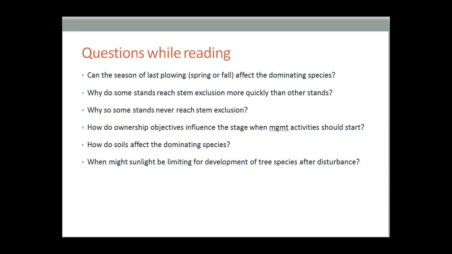Ponder how soils affect the dominant species, and when sunlight is going to be limiting for the development of tree species after disturbance. Or is there a type of disturbance, or more aptly, a pre-disturbance stand structure where the conditions of that stand are going to result in a limit to the amount of sunlight that's available for the establishment of trees. Okay, so this concludes Lecture 3 on forest succession.